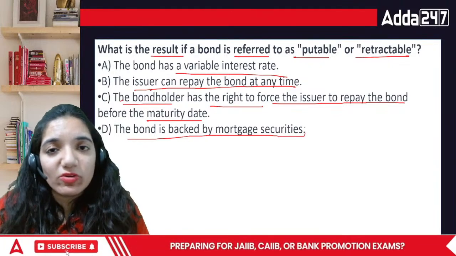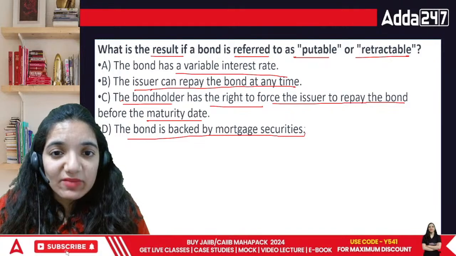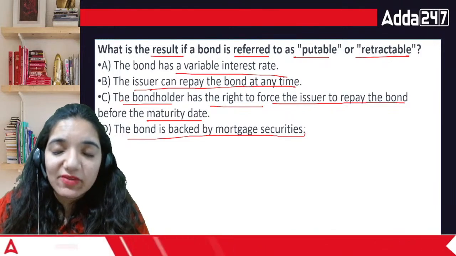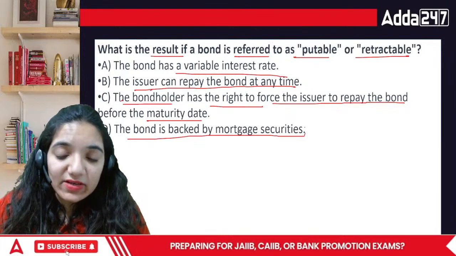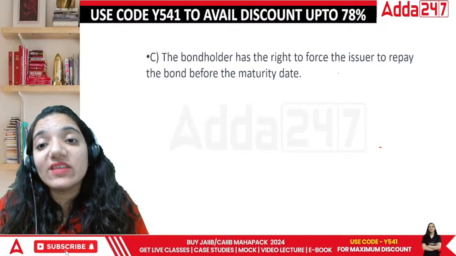No, when we talk about mortgage security, those are secured bonds. Do the bonds have a variable rate of interest? Normally they don't. They have a specific interest rate which is already defined. So in this case, the answer is the bondholder has the right to force the issuer.